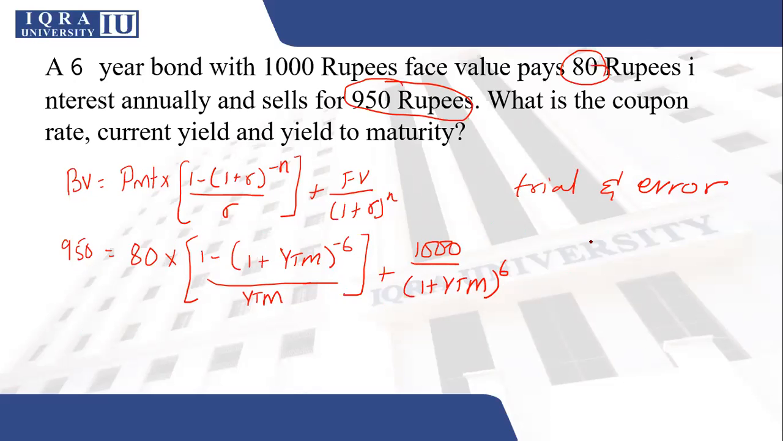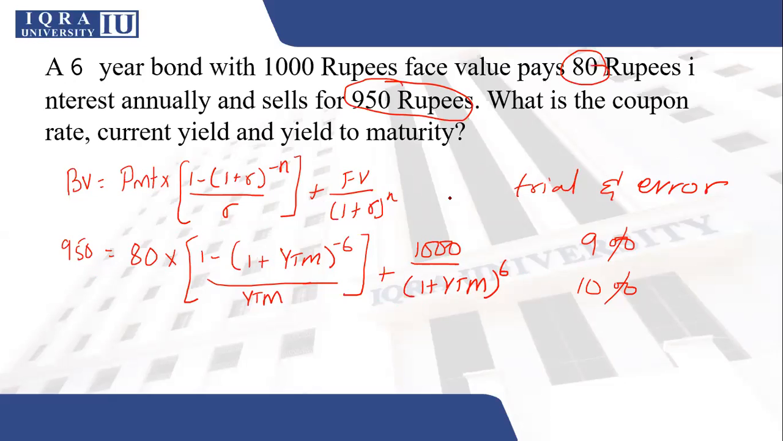So you might use a rate of, let's say, 9%, and you'll check, is my answer coming 950 or not? Then you will try maybe a rate of 10% and see, is my answer coming 950 or not? So basically you will plug in this rate, 9% here, 9% here, 9% here, in all three places, and you will keep on doing this until your answer is very close to 950.